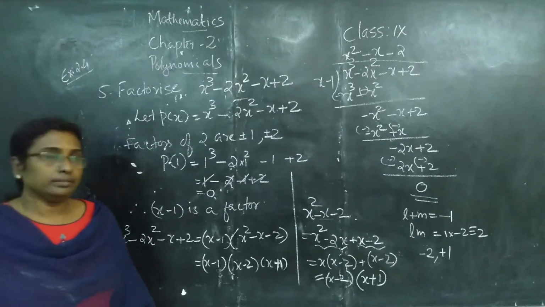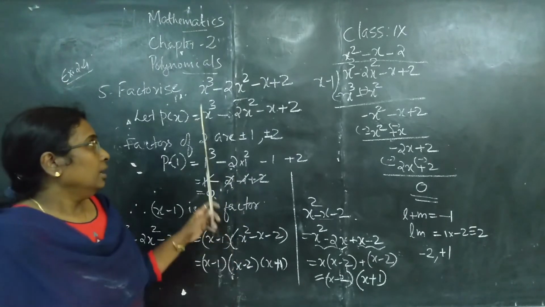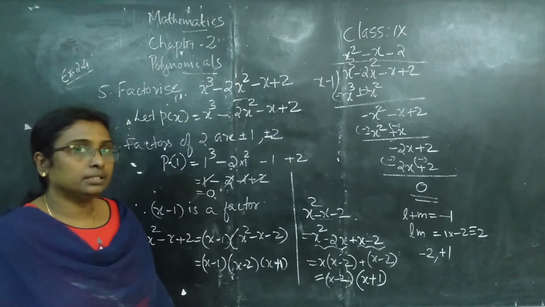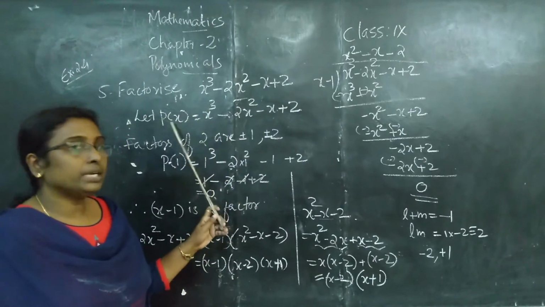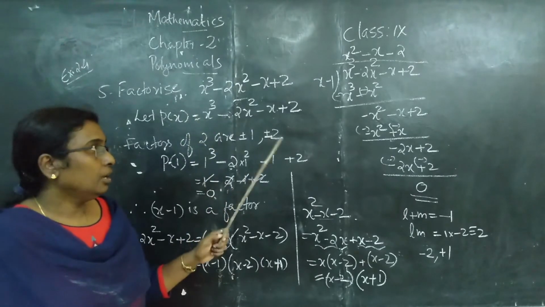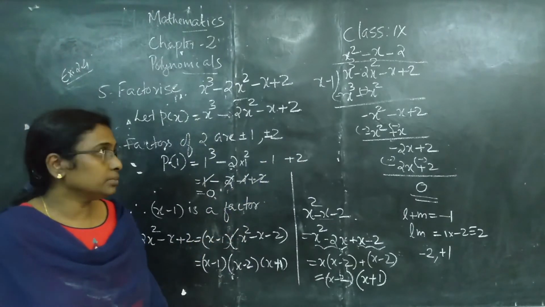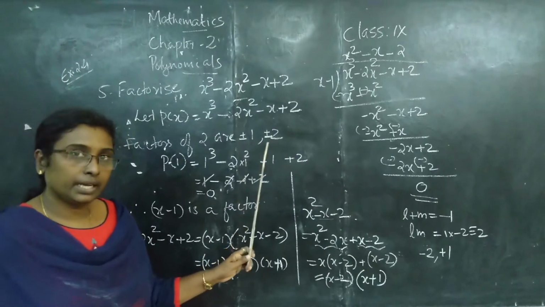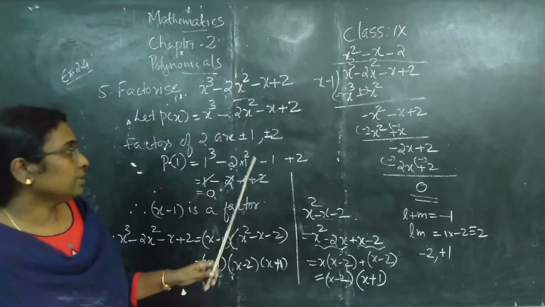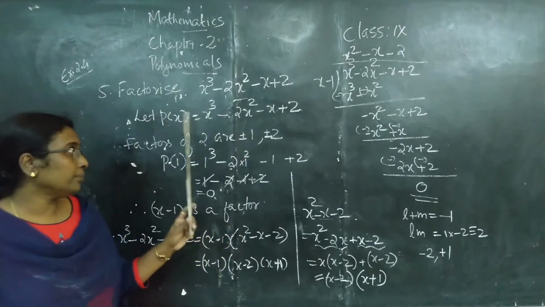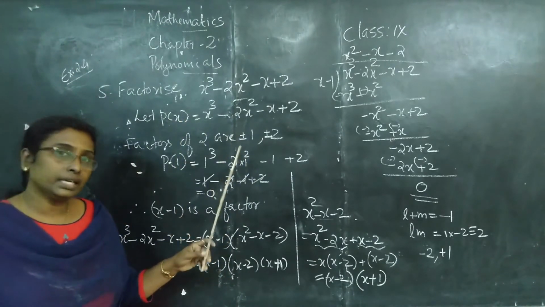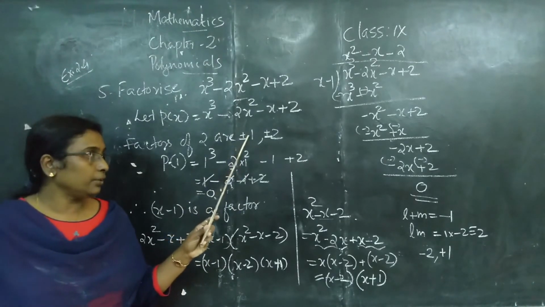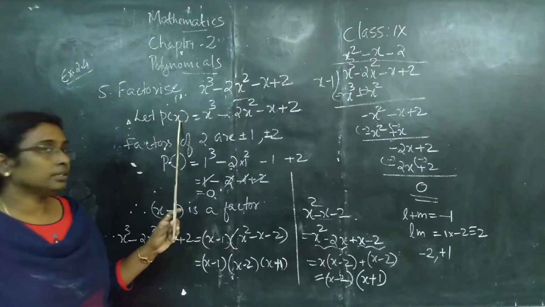Okay. Once again, listen carefully. How can we factorize a cubic polynomial? For that, consider the given polynomial as p of x. Then, find the factors of the constant term. Here the constant term is plus 2. The factors are plus or minus 1 and plus or minus 2. Then, substitute these values one by one in this polynomial until we get 0. Here, first we substitute the first factor, plus 1, in x.